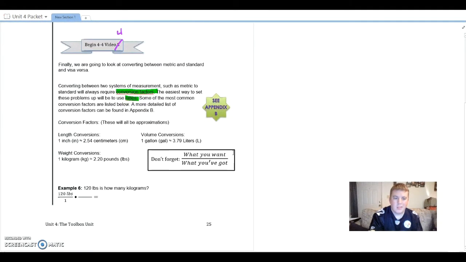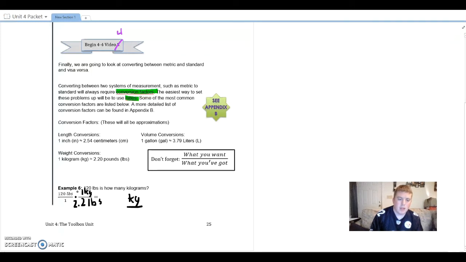We are asked, 120 pounds is how many kilograms? So we're going to set up ratios just like we've been doing. We are given pounds and we want to have an answer in kilograms. So I'm going to put kilograms at the end here. Now notice pounds are on top, so I want to make sure that pounds are on bottom. Now if I look up at my conversion factor that's given on this page, 1 kilogram is equal to 2.20 pounds. So I'm going to put 2.20 pounds on bottom and 1 kilogram on top.